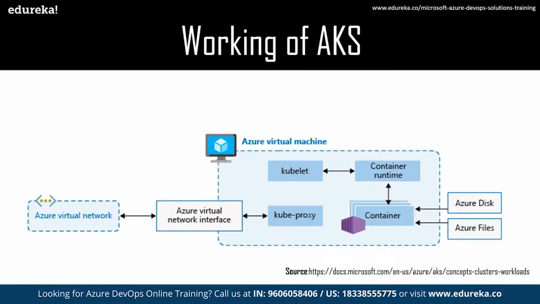There are other things as well that you need to know here. You have your Azure Virtual Network Interface. It takes care of all the interface requirements that you might otherwise have. Similarly, you have your kube proxy. Kube proxy works together with your virtual network interface, or your Azure virtual network, and tells you what needs to be done. All these things reside on a virtual machine again.